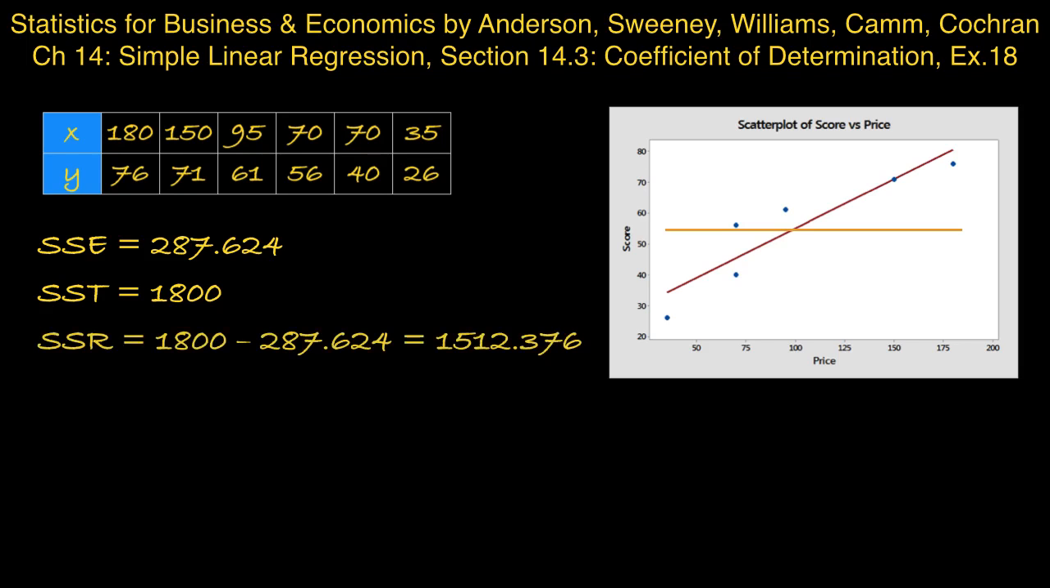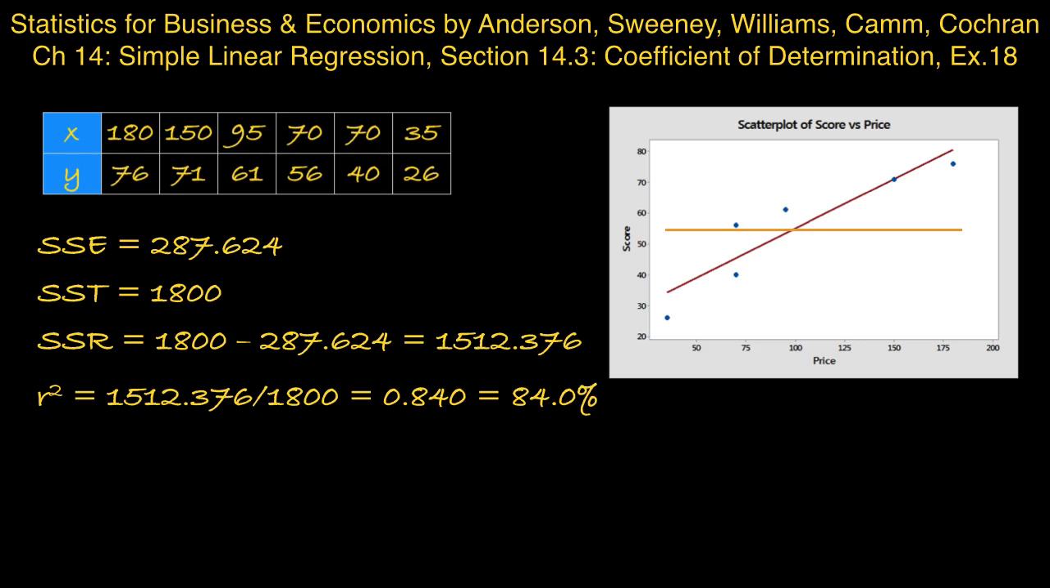Then the sum of squares due to regression is simply the difference between the total sum of squares and the sum of squares due to error. And the coefficient of determination r squared is the ratio of the sum of squares due to regression and the total sum of squares. That comes to 0.84 in this case. So 84% of the variation in scores can be explained by this simple linear regression model using price.